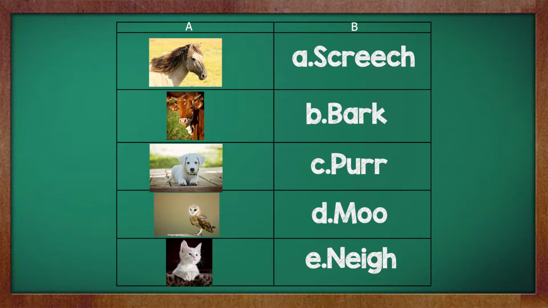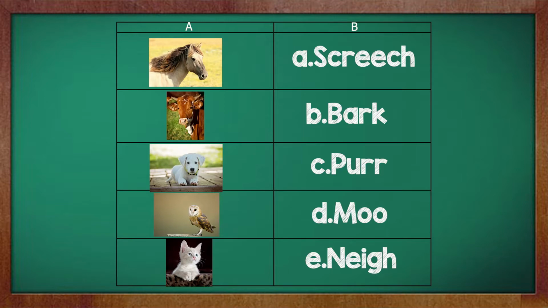Children, come, let's have a look at the answers. A horse neighs. So one is matched with E. A cow moos. So two is matched with D. A dog barks. So three is matched with B.